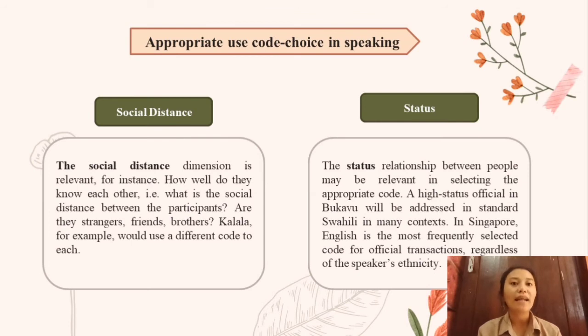And the second one is status. The status relationship between people may be relevant in selecting the appropriate code. A high status official in Bukavu will be addressed in standard Swahili in many contexts. In Singapore, English is the most frequently selected code for official transactions, regardless of the speaker's ethnicity.